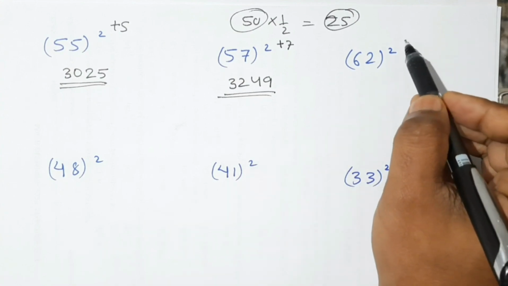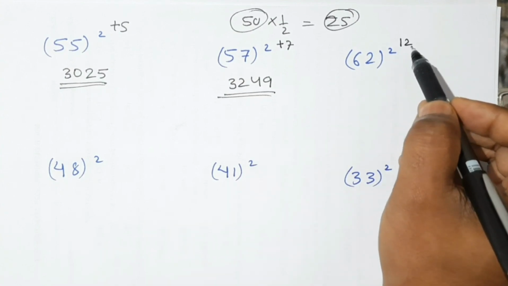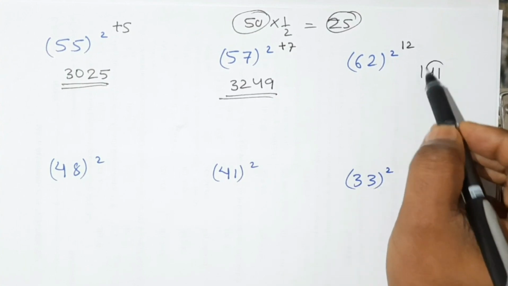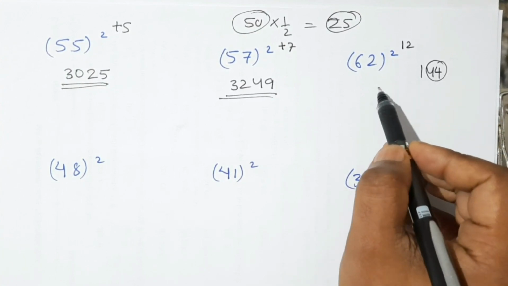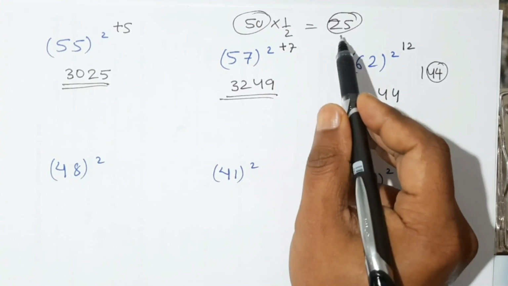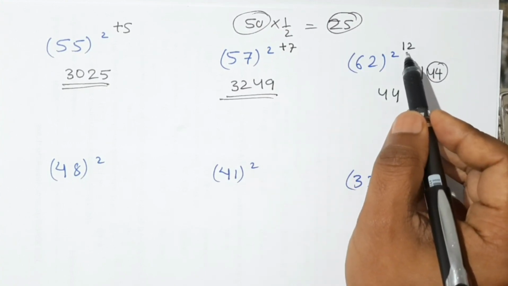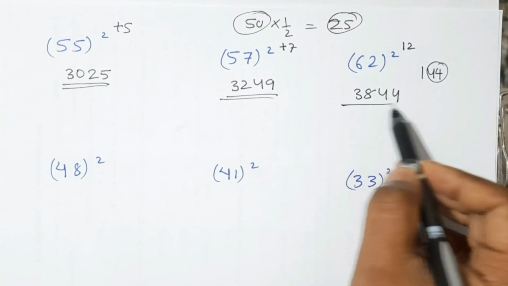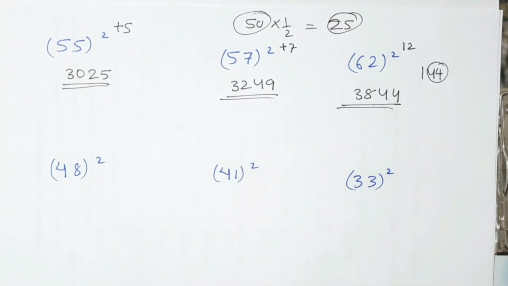Similarly, this is 12 more than 50. So 12 square is 144, but we'll write only 44. So 44 here, and 25 plus 12 is 37, plus 1 is 38. So this is our square of 62.